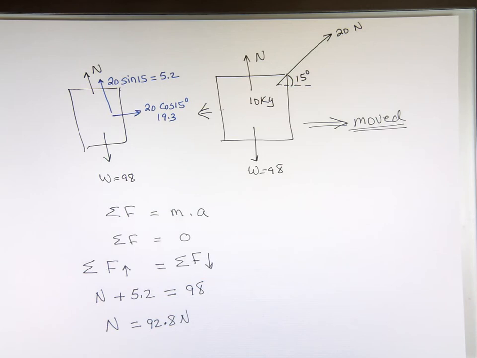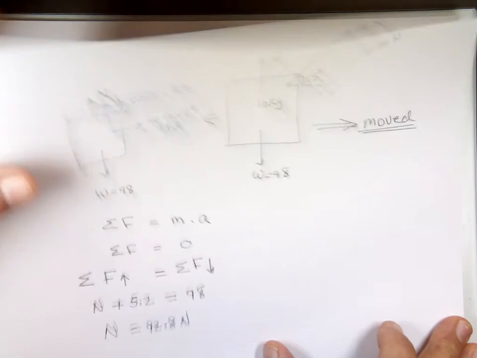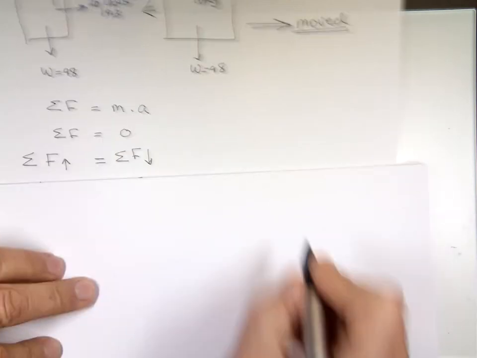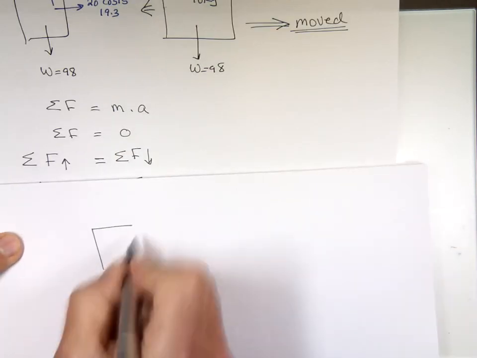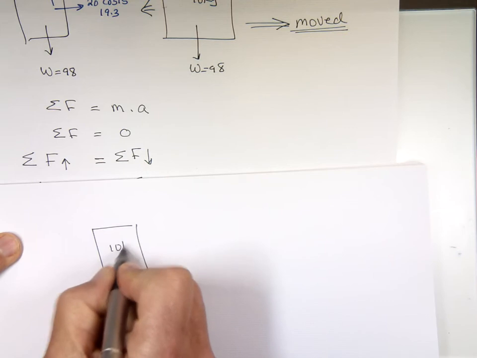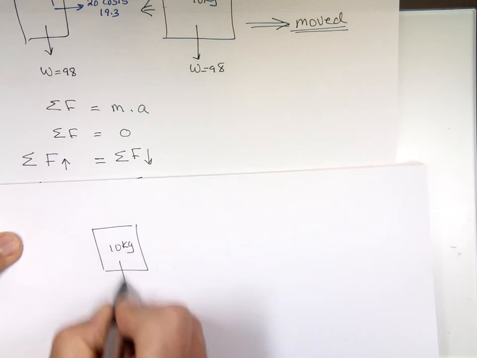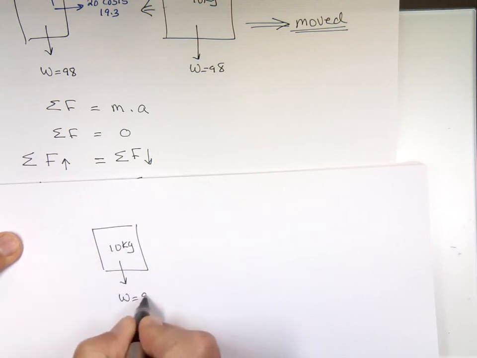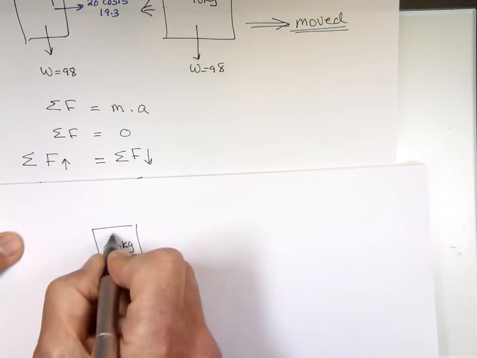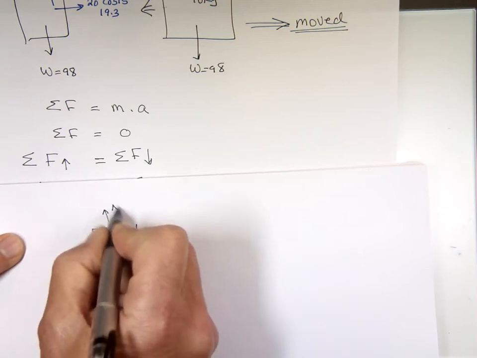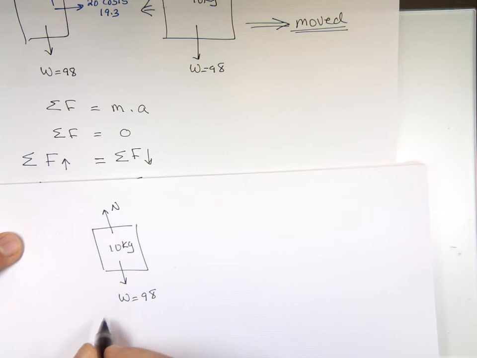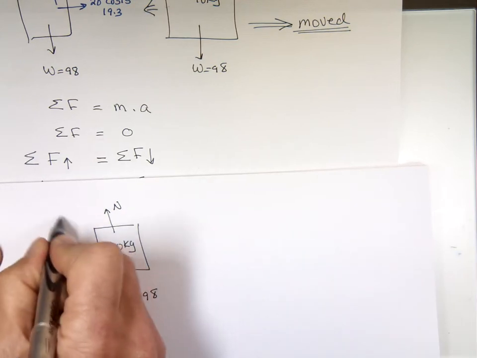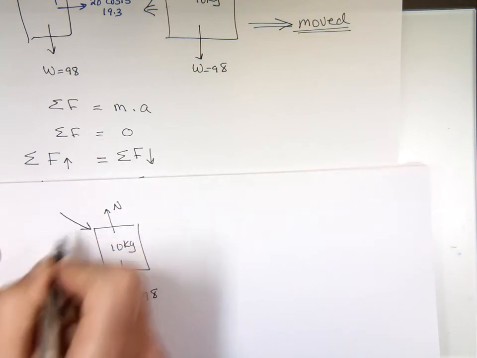So let's take the same suitcase now and show you what will happen if you decide, you know what? The suitcase doesn't have an arm to pull on it, so I'm going to push on it. This is the 10 kilogram suitcase. It has a weight equal to 98. It has a normal force, which we're not sure what that is. But instead of pulling on the suitcase, you pushed on it. You were behind it, pushing on it.